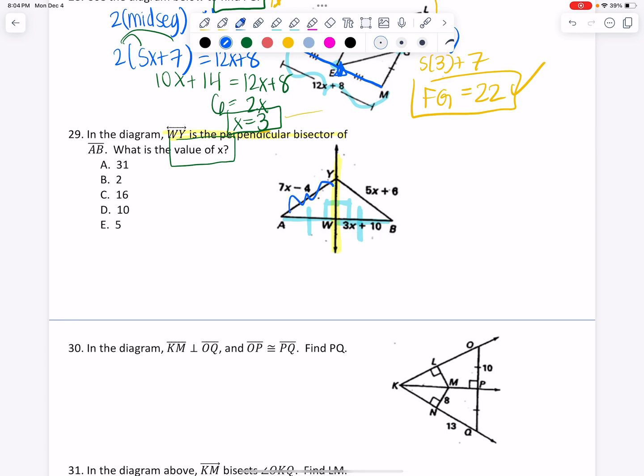There's an X here on leg AY. There's also an X here on leg YB. Well, I know that since Y is on the perpendicular bisector, those 2 segments are going to be congruent to each other, and so I can set those expressions equal to each other. This point is going to be the same distance away from A as it is from B. And so those are going to be equal to each other. And we get X equals 5. It said, what is the value of X? That's what I just found. So that's what I'm going to select.